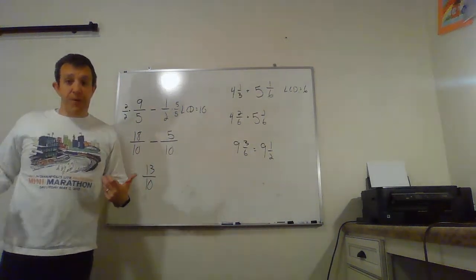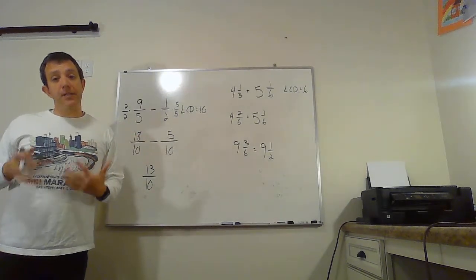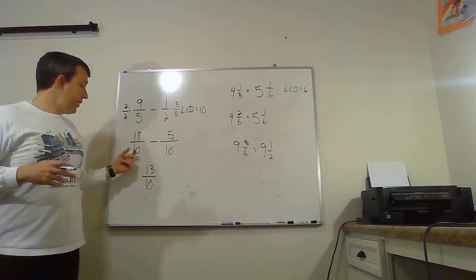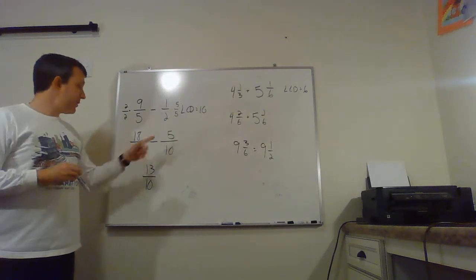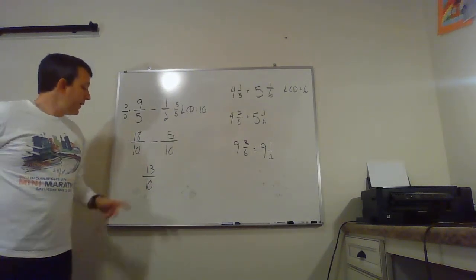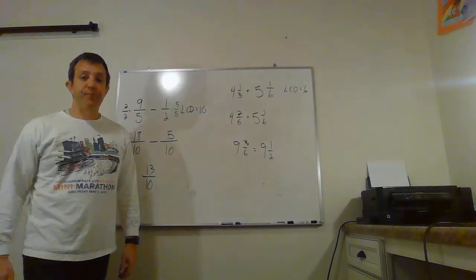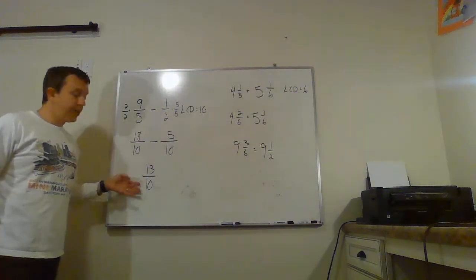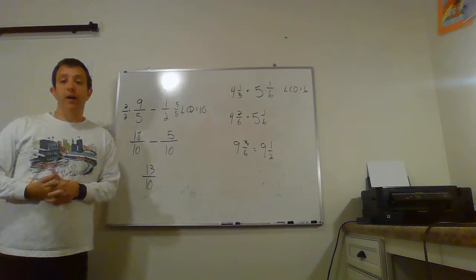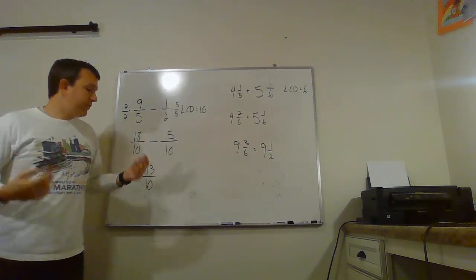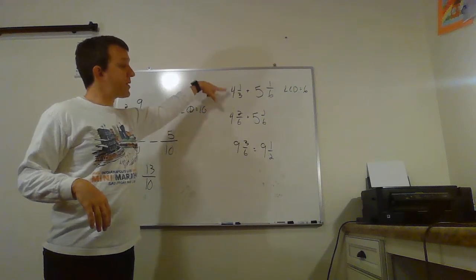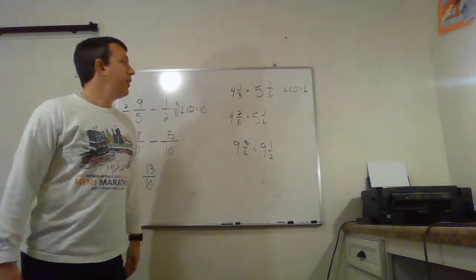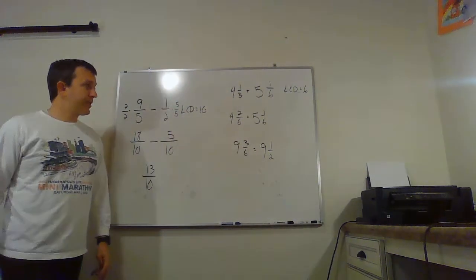Just like with the last problem, once you have that common denominator, you don't change it. Right? I keep my 10 as part of the answer. 18 minus 5 is 13, so I have an answer now of 13/10. If you needed to, you could write that then as a mixed number, but yeah, so there we go. All right, mixed numbers. Let's add these two things together. 4 1/3 and 5 1/6.